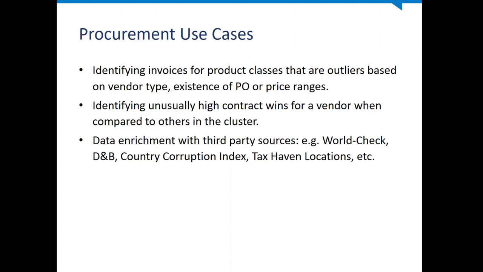You can identify invoices for product classes that are outliers based on vendor types, existence of POs and price ranges. Again, these are very, very high-level use cases. You could identify unusually high contract wins for certain vendors, so looking at, based on RFP requests or requirements, which vendors have unusually high wins compared to others. You can ensure that we can actually have data enrichment with third-party sources, so start to leverage all of the other areas as well, as mentioned prior by Michael. So World Check, D&B, Country Corruption Index, so on and so forth.